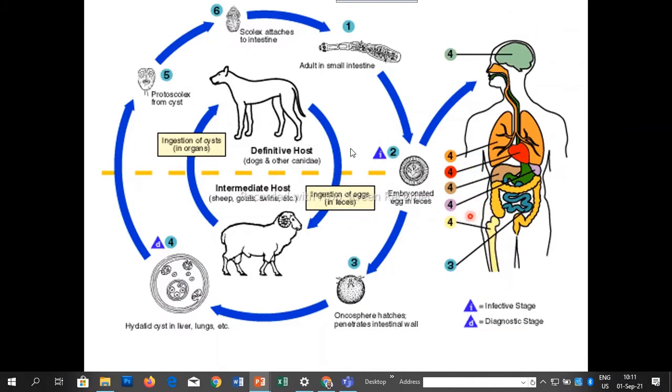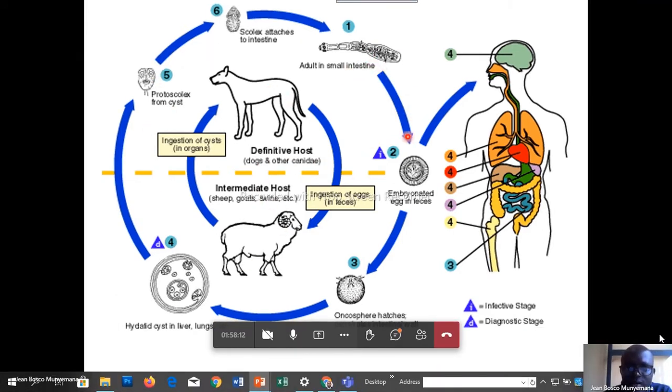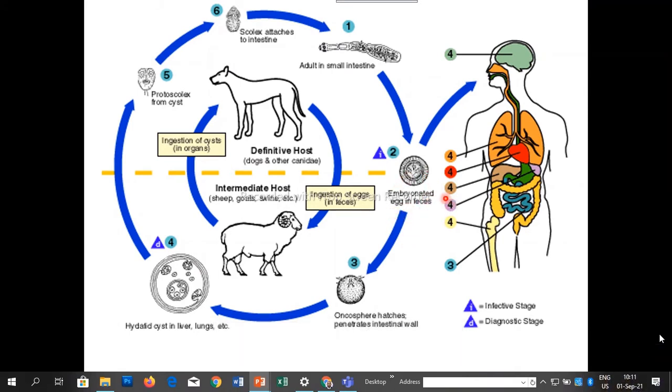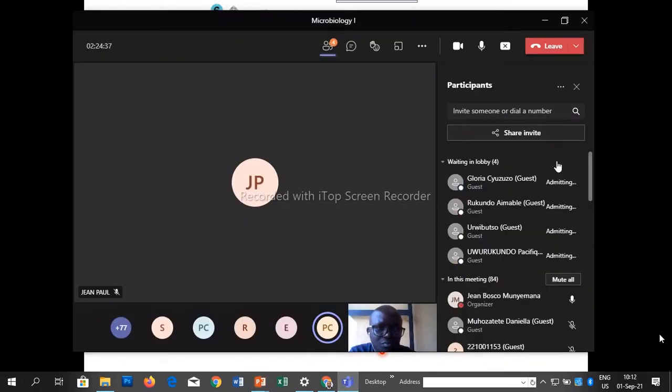So it is started by the adult in the small intestine, whereby the adult lays eggs, adults from these animals, and when it lays eggs, embryonated eggs in feces will be eliminated. Then a man can get infected by consumption of these embryonated eggs. Once consumed, there will be an oncosphere that hatches from the egg and penetrates the intestinal wall. After that, a hydatid cyst will form in the liver, in the lung, and different other body parts. And the cycle ends here in the human.